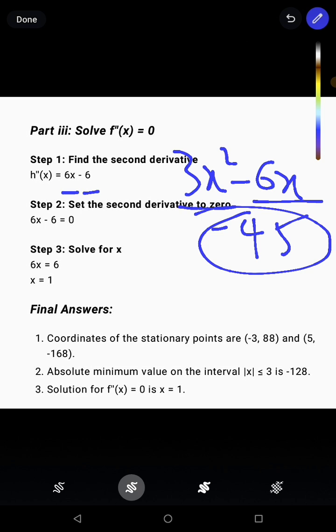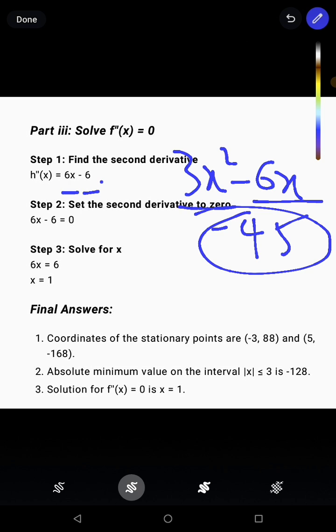Now, since the curve, as I said the other time, has two stationary points, one of them will be a maximum point, and one of them will be a minimum point. For you to investigate that, what you do is to take the second order derivative. The second order derivative we got for that same function here is 6x minus 6.